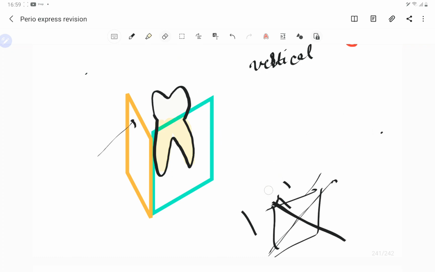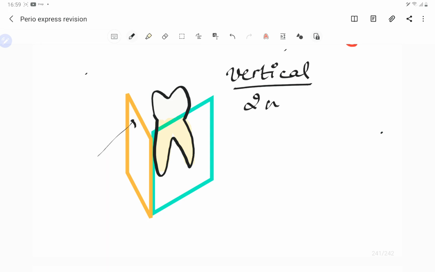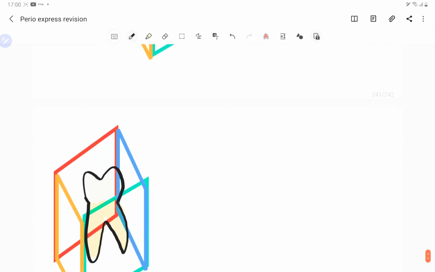Let's just write it here. This is a 2 wall defect, which is the vertical one. So this is a vertical 2 wall defect. That means 2 walls are present. So this particular situation wherein 2 walls are present will be a 2 wall defect.